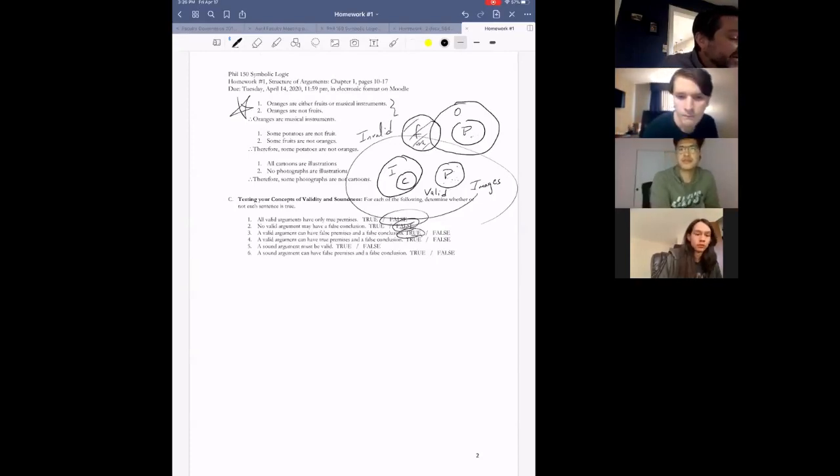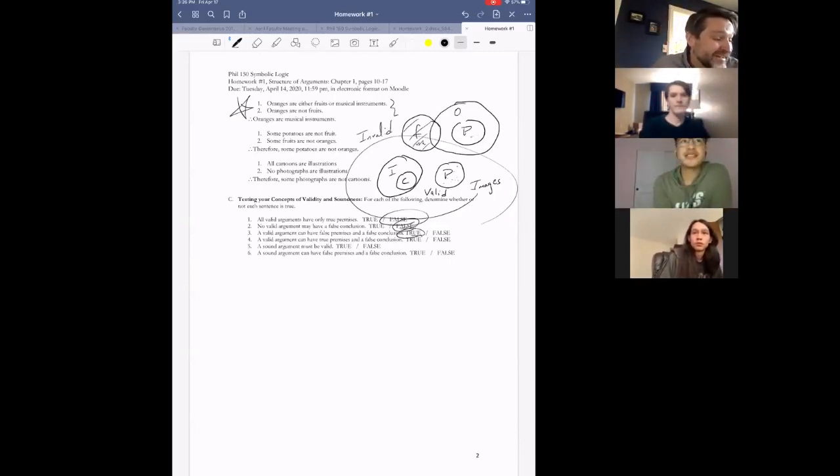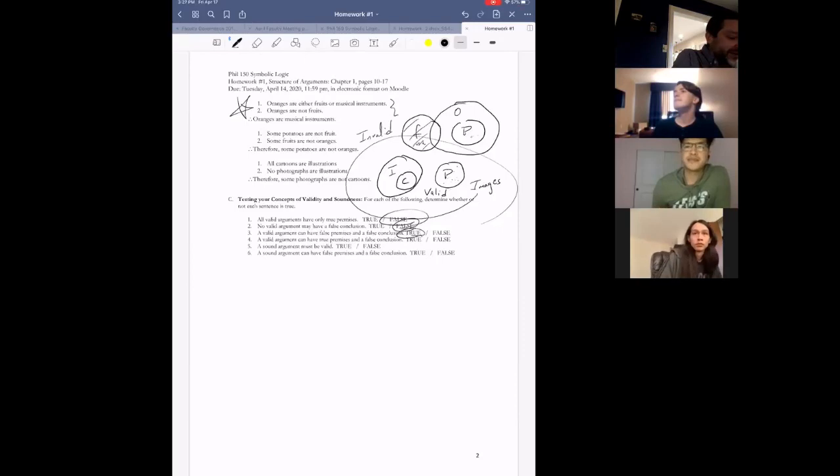A valid argument can have true premises and a false conclusion. That is false. Remember, what is the property of validity? An argument is valid if and only if, if all of its premises are true, then its conclusion must be true. So it is in fact impossible for a valid argument to have true premises and a false conclusion.